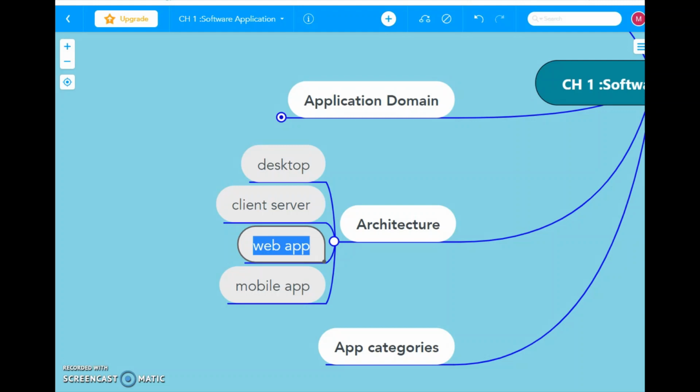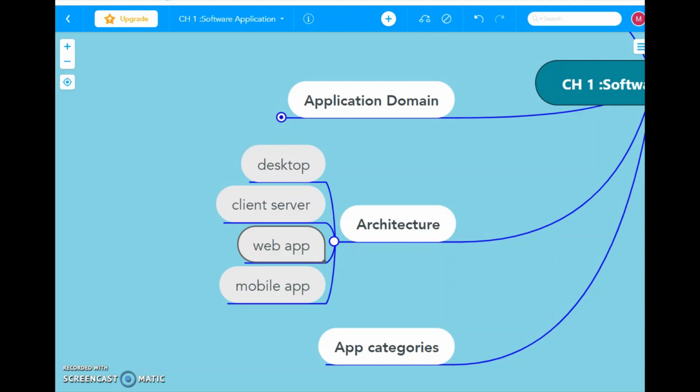Now, a web browser is not a web application. A web browser is actually a desktop application because all the components of a browser are installed in a single machine, but the application which you can access through web browsers is actually a web application.